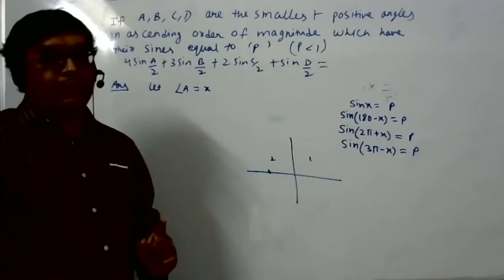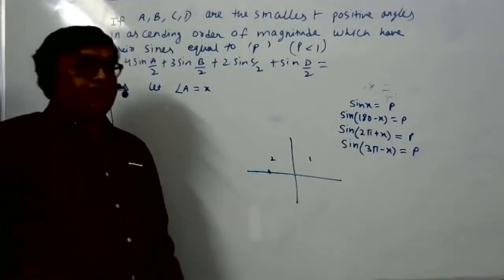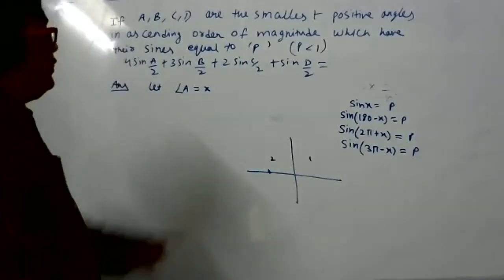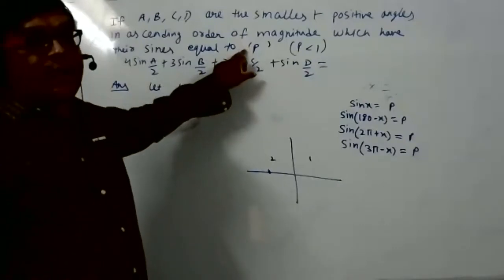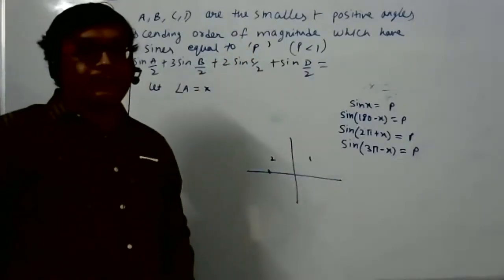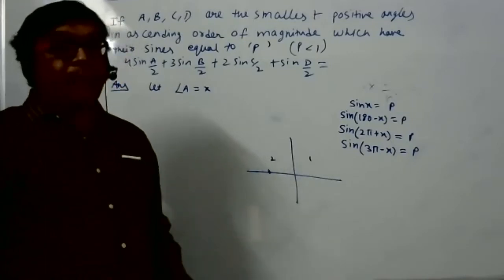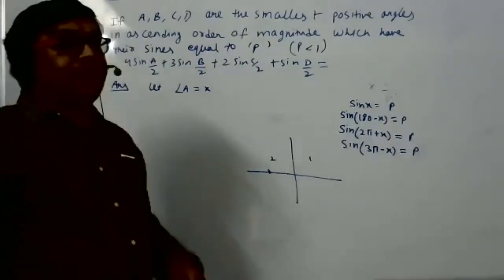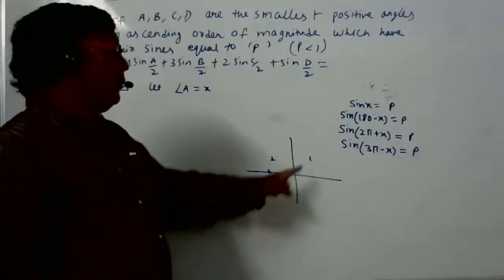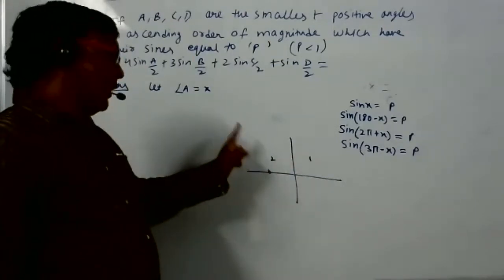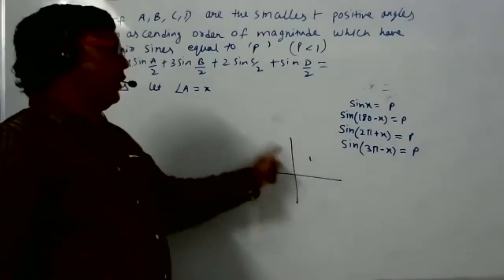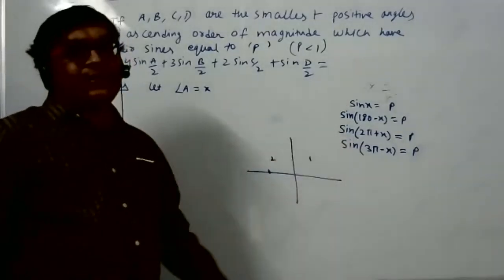But sir, p is a variable, so it can lie within the sine function. They told positive p. In the question they wrote positive p, which means we cannot take negative p. Positive p means the angle will be in the first quadrant, second quadrant, then again here. Is this clear to you, girls?